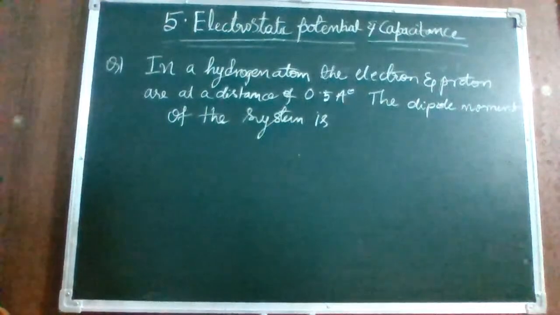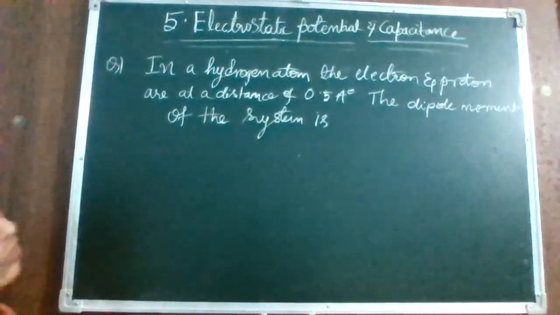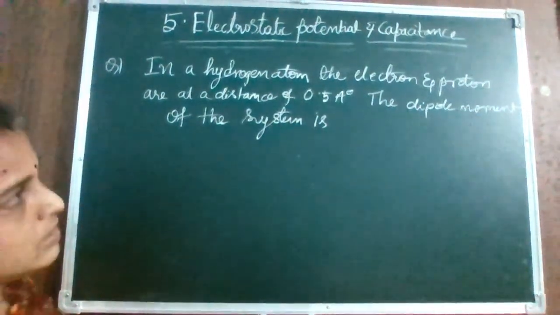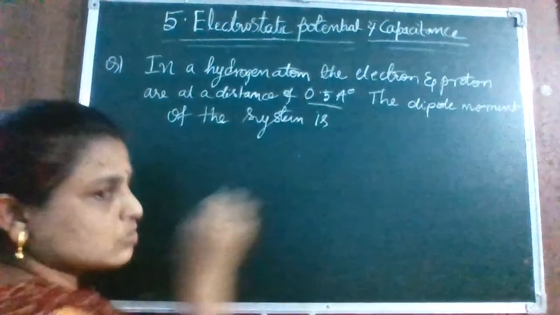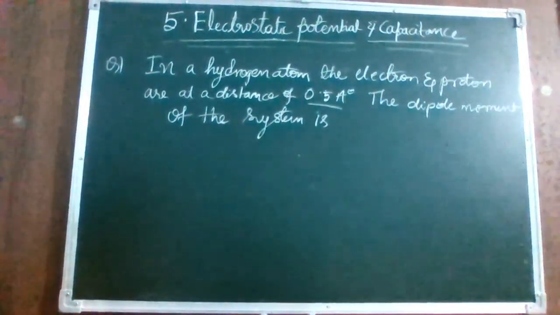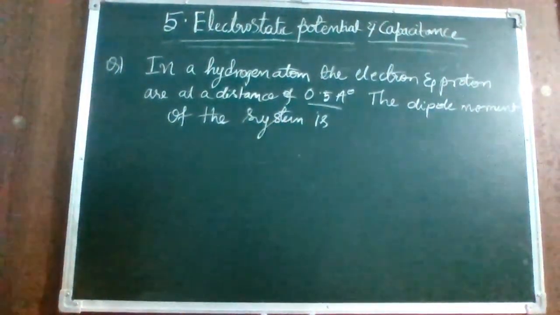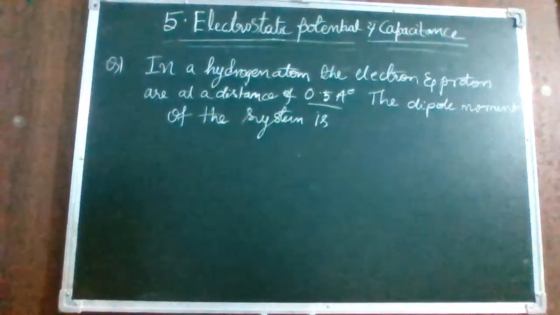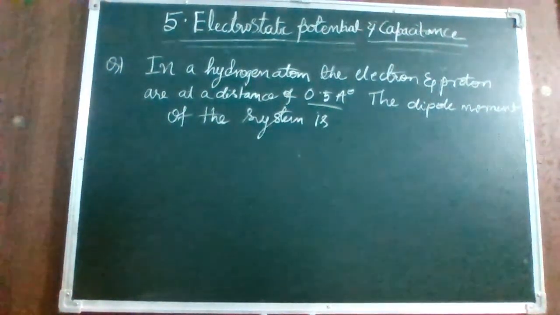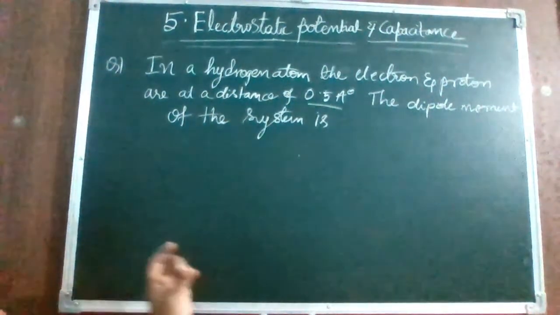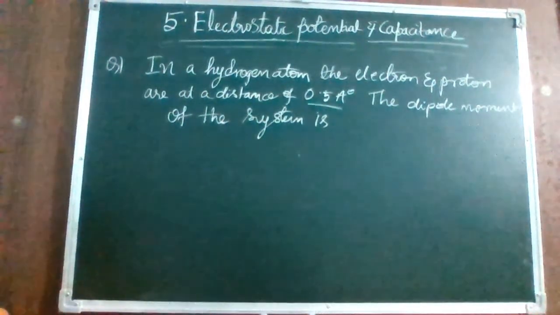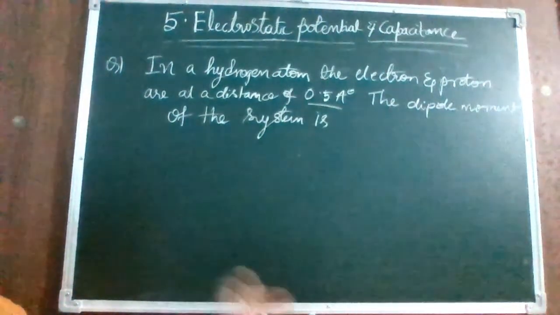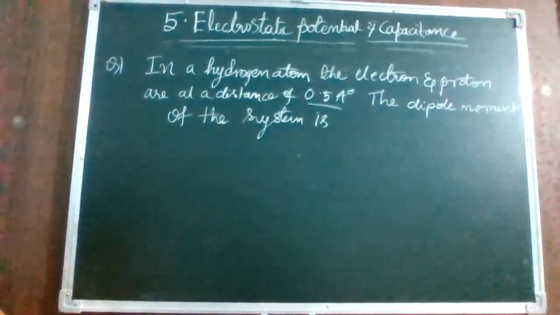The question is, now if in a hydrogen atom the electron and proton are at a distance of 0.5 angstrom units, then the dipole moment of the system is, he asked. Actually, in the place of the distance, he has given 0.5 angstrom units. That is, he has given the distance between the electron and the proton, that means between the negative charge and the positive charge. Directly the distance he has given.